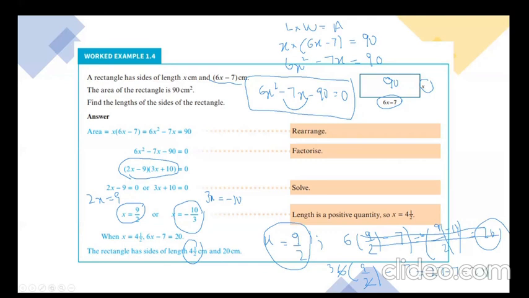So these are two values. When x equals 9 by 2, the length equals 9 by 2 and the width equals 20. In the second case, x equals minus 10 by 3. So we neglect minus 10 by 3, because the value of a physical term must be positive. It must not be negative.